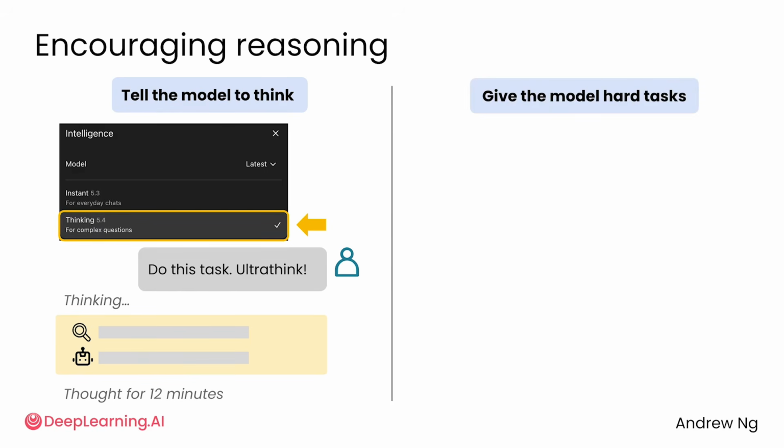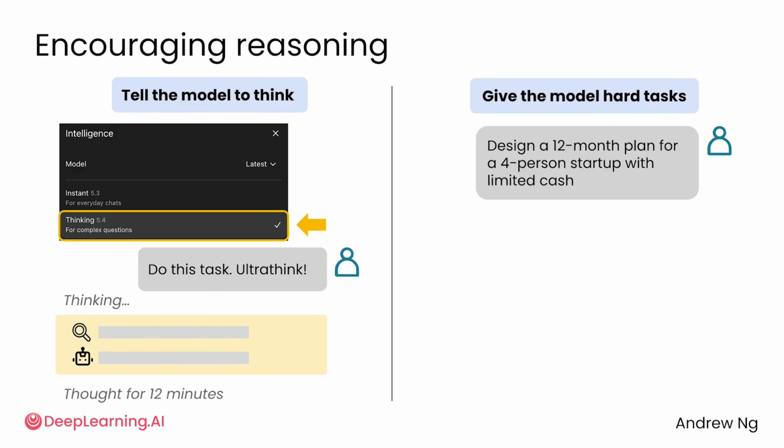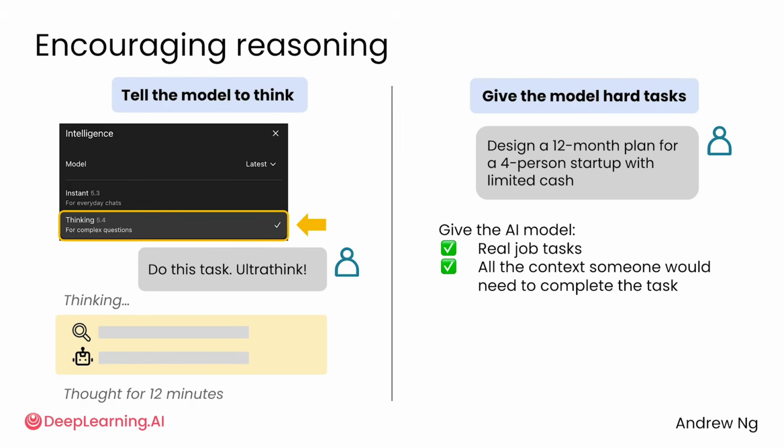So if you are building a startup, maybe give it lots of context on what you're doing, and maybe tell it to design a top-line plan for a 4-person startup with limited cash. I encourage you to give the AI model real job tasks, real problems that you want to think through or that you want to solve. And as part of setting up for success, try to give it all the context that a human expert would need in order to complete the task, to make sure that the AI model has the sufficient information that really anyone would need to do the task successfully.